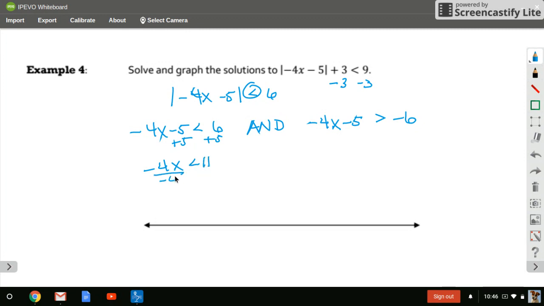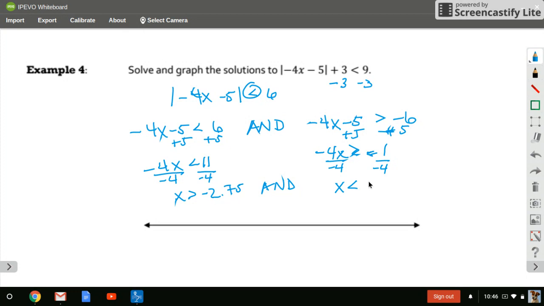Remember that whenever we divide by a negative, we flip our sign. So now we have x is greater than negative 2.75. And negative 4x, negative 1, divide by negative 4. x is now less than 1/4.